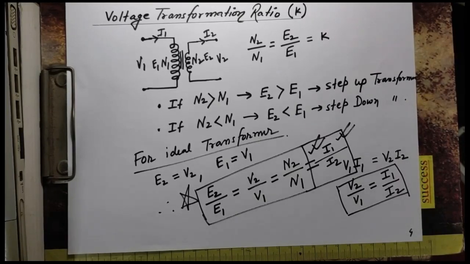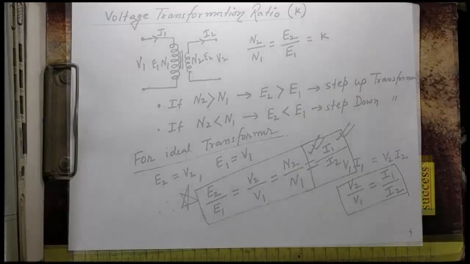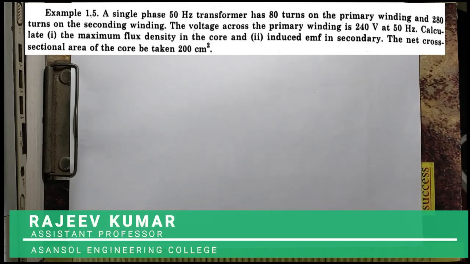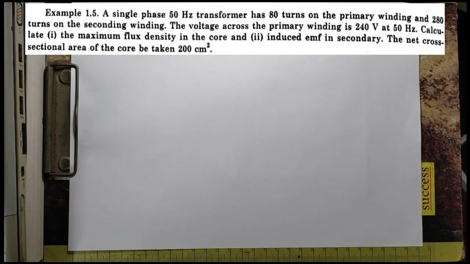Let us see some numerical regarding this topic. The numerical is: a single phase 50 hertz transformer has 80 turns on the primary winding and 280 turns on the secondary winding. The voltage across the primary winding is 240 volt at 50 hertz. Calculate number 1, the maximum flux density in the core, and number 2, induced EMF in secondary. So let us see how we'll solve.